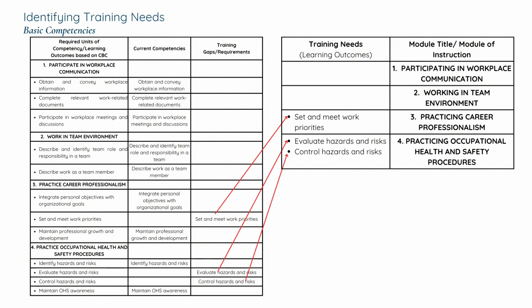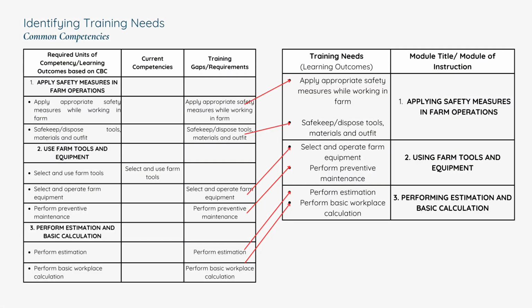While in common competencies, the training needs highlight applying safety measures in farm operation, including safekeeping and disposal of tools, using farm tools and equipment correctly, with emphasis on preventive maintenance, and performing accurate estimation and workplace calculation.